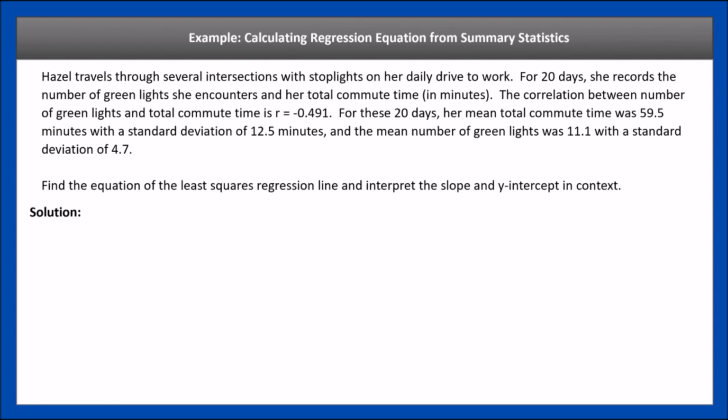The correlation between the number of green lights and the total commute time is negative 0.491. So I guess that would be on the moderate to moderately weak side. Once you get to 0.5, we usually call that around moderate.